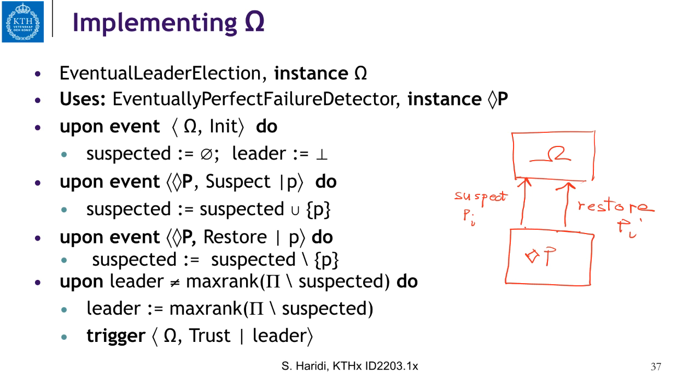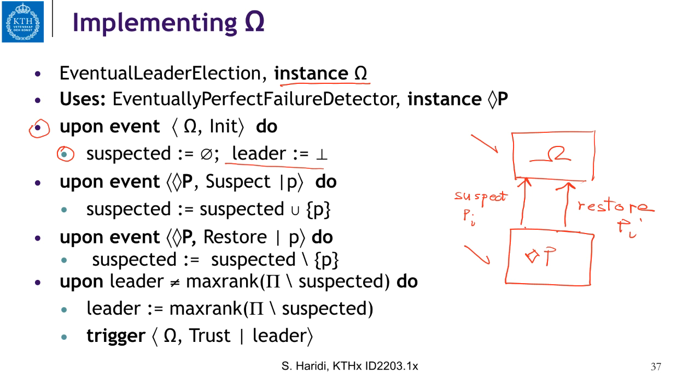So here is the algorithm. We have an instance which is omega. You can see it here. And we use an eventually perfect failure detector, as you can see here. Initially, the list of suspected processes is empty, and the leader is undefined.